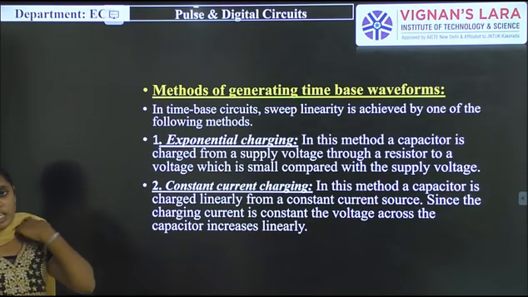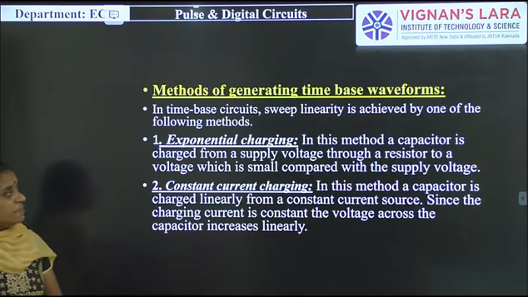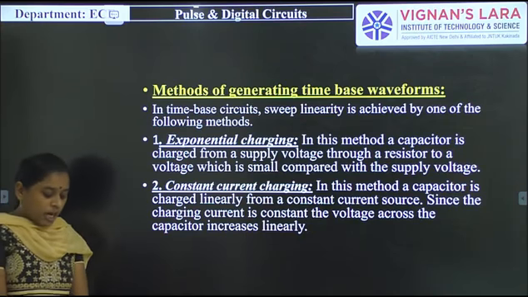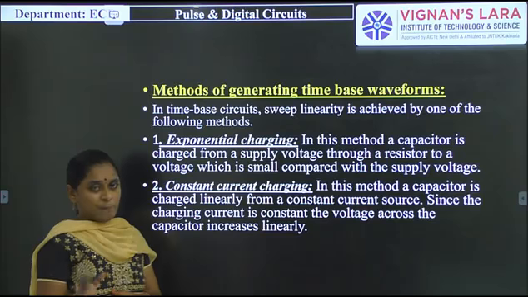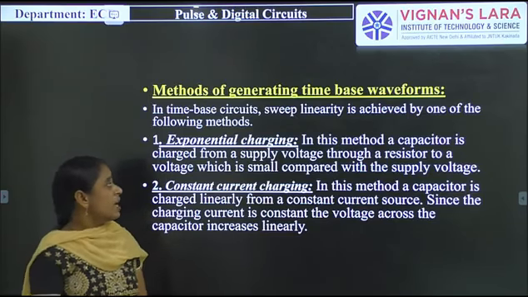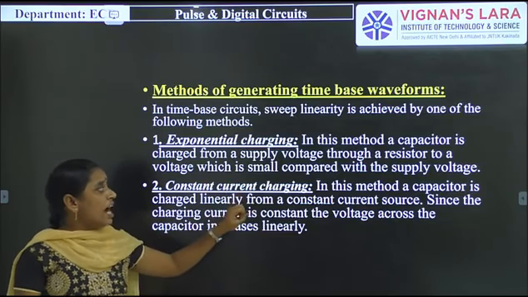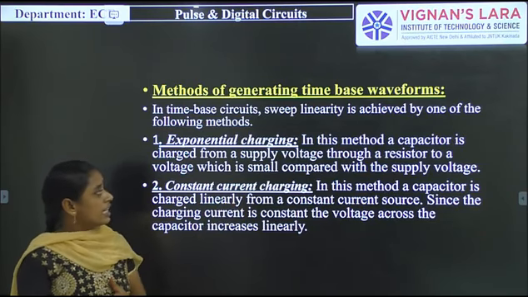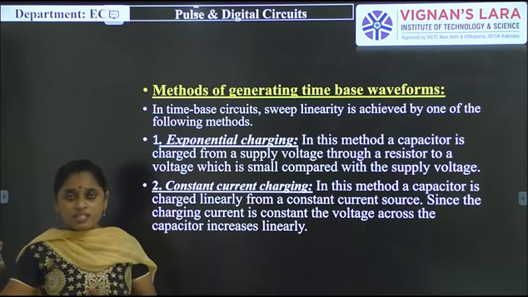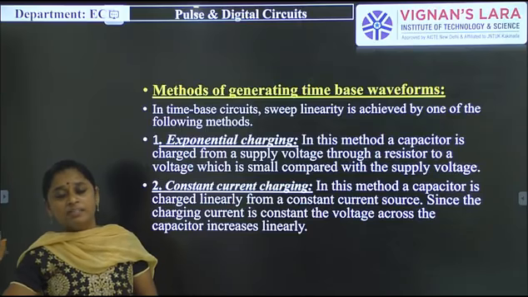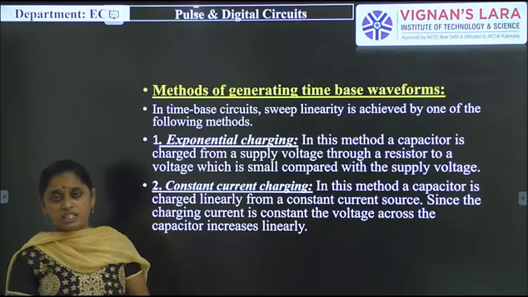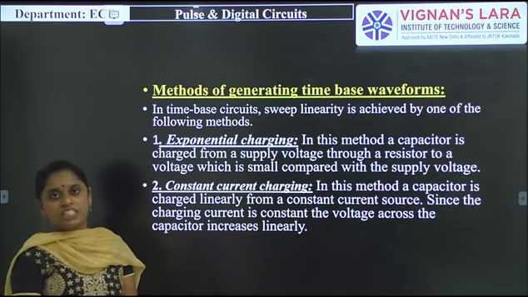The first one is the exponential charging method. In this method a capacitor is charged from the supply voltage. Here we connect a resistor and a capacitor. The capacitor is charging with the supply voltage VCC. There is also a resistor present, and the voltage across this resistor will be less than the input voltage. So that is the exponential charging method. In this class we discuss the exponential charging method.